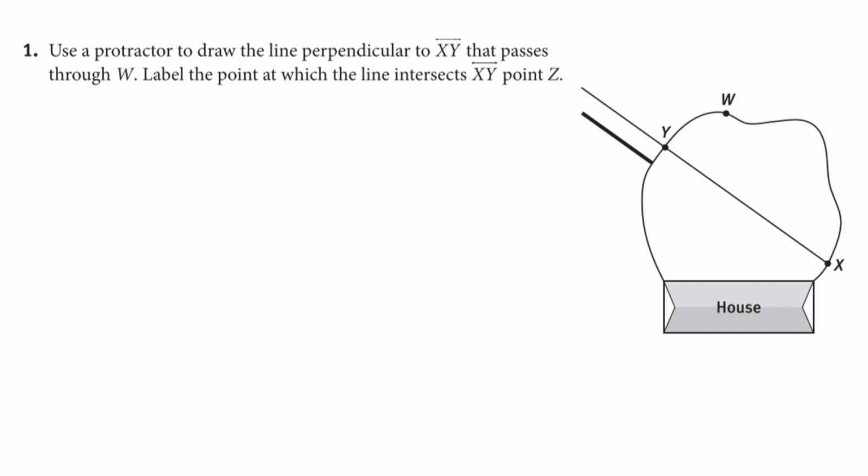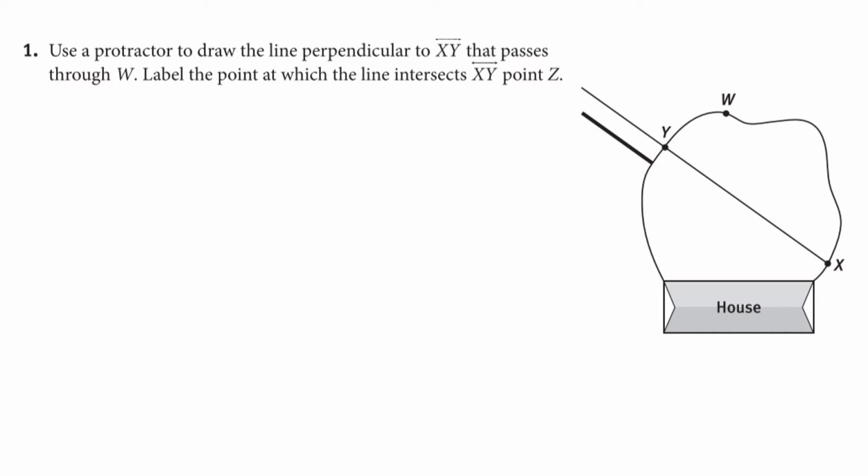All right, so, using a protractor, draw the line perpendicular to line XY that passes through point W. Label the point at which the line intersects line XY as point Z. So that's what I did. So we have to use our protractor.